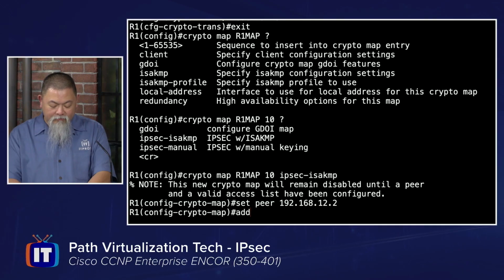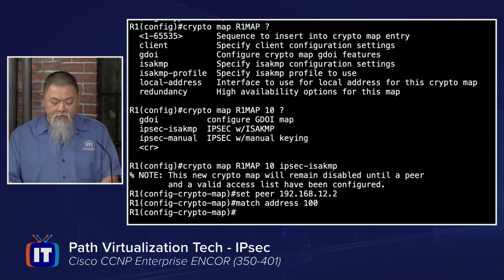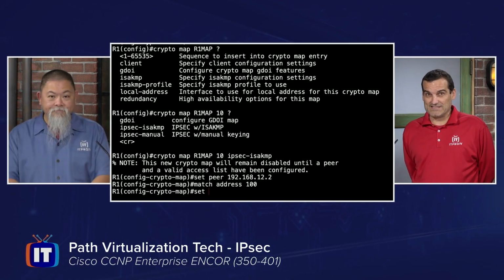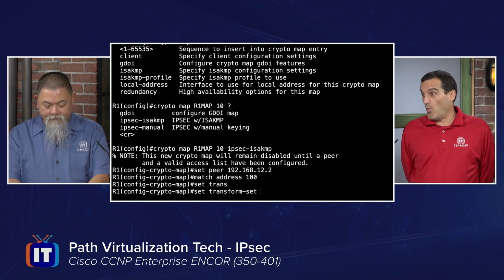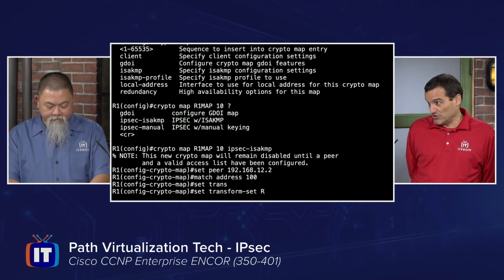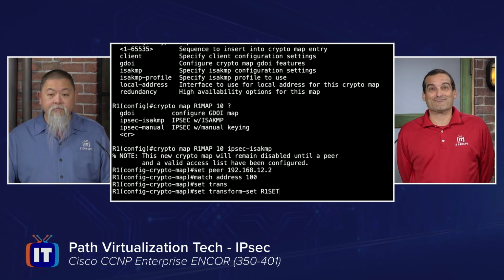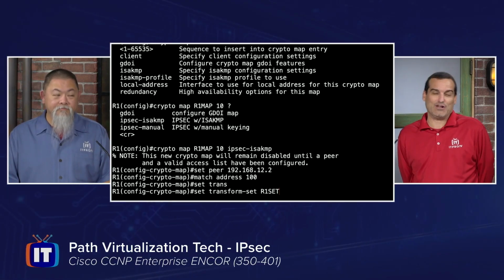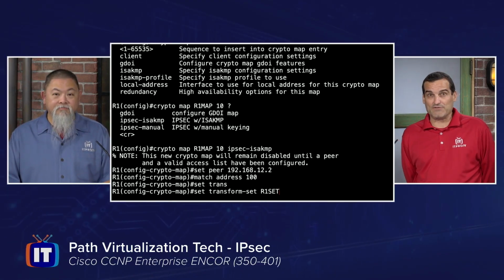So I just type in match, which I forgot. So we're telling it we want to match. And I told you I was going to keep this as 100 here. Now, that's an access control list reference that will dictate what gets encrypted, what's going to use the tunnel. And Ronnie pointed out that he hasn't created ACL 100 yet. So he went out of order. Let's see if the router will let him do it.